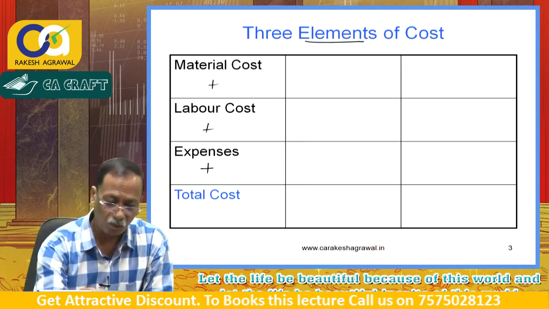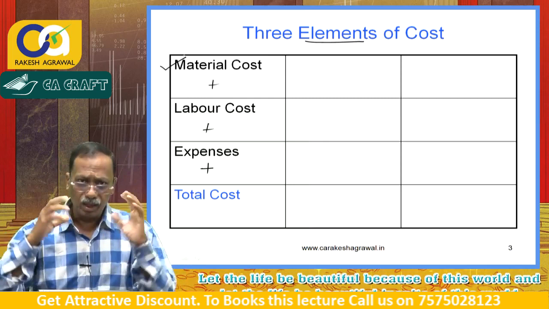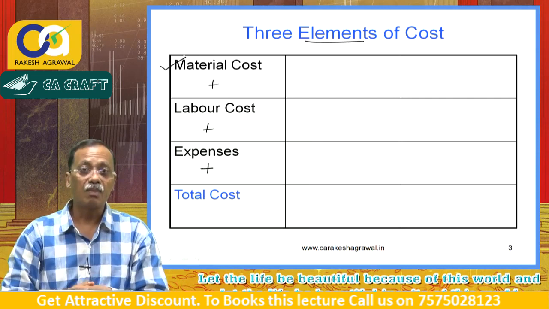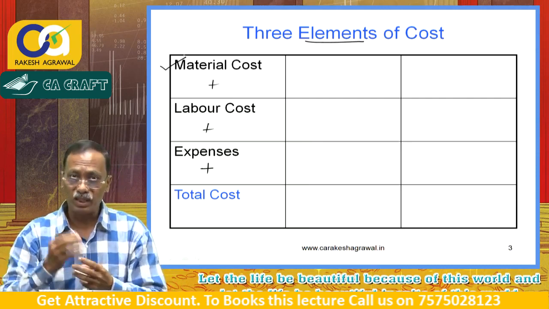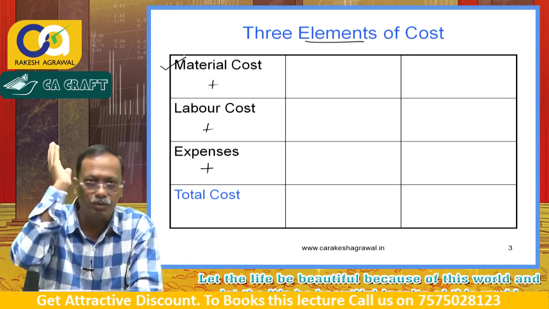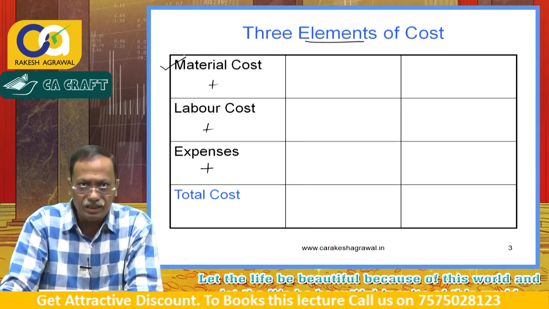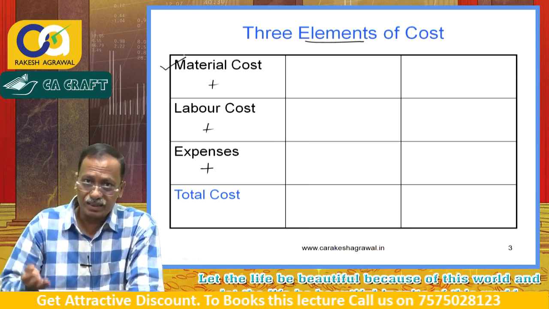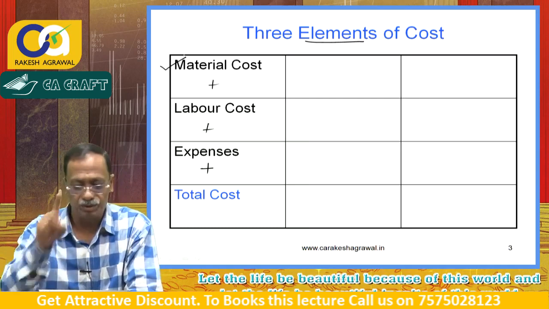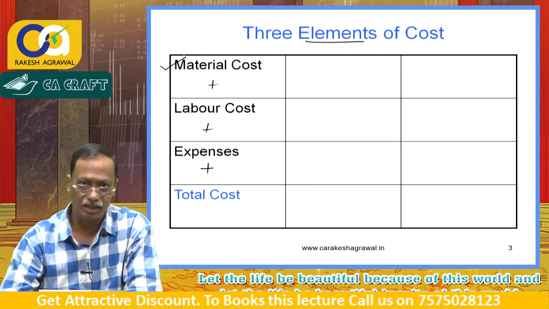Now we'll discuss one by one. What is material cost? Now imagine manufacturing industry, or let us imagine manufacture of a desk bench in the classroom. Now to manufacture this desk bench, any physical or tangible item which gets consumed in the process of manufacture. I said consumed. Physical and tangible item which is getting consumed in the process of manufacture.